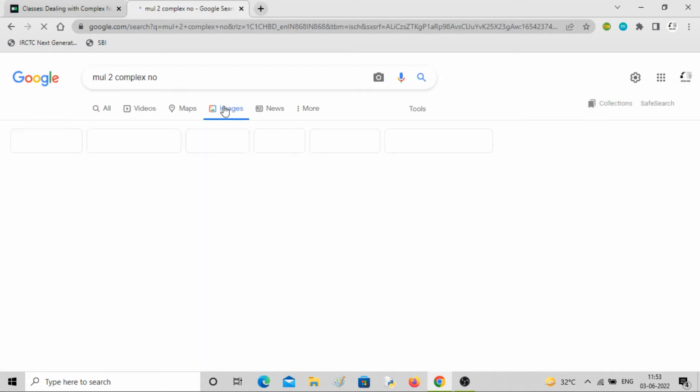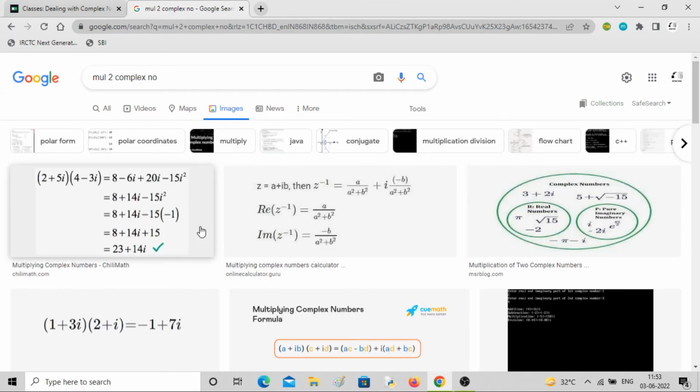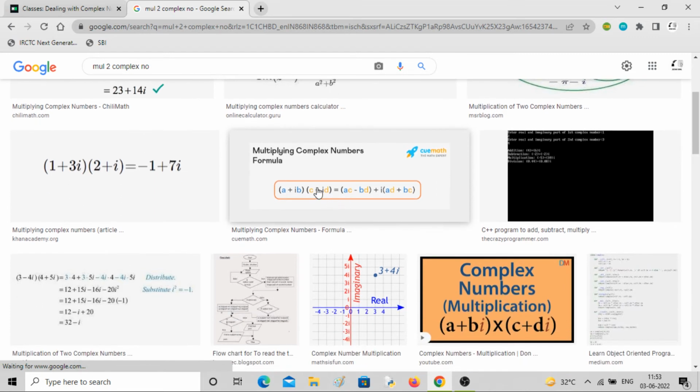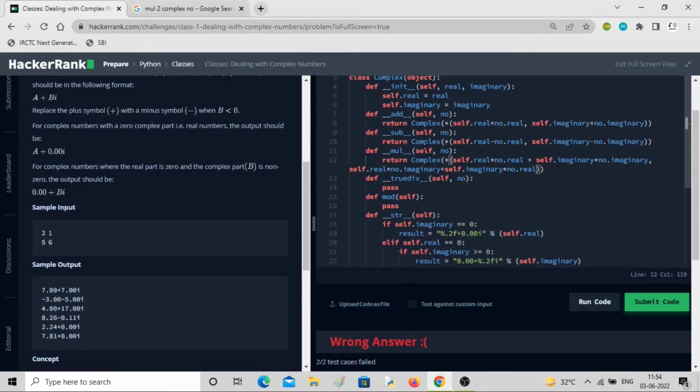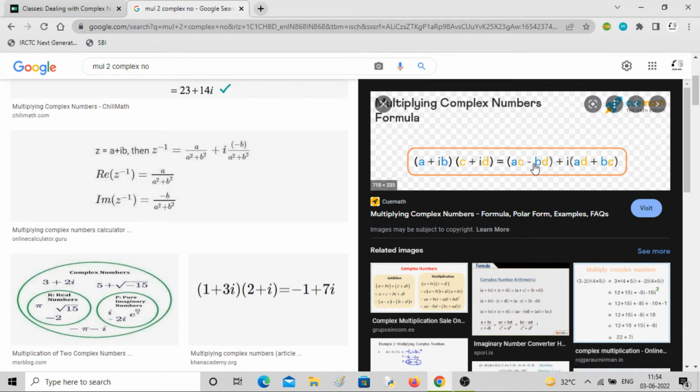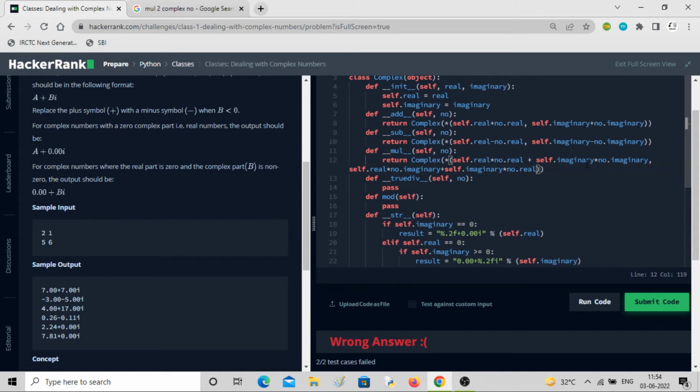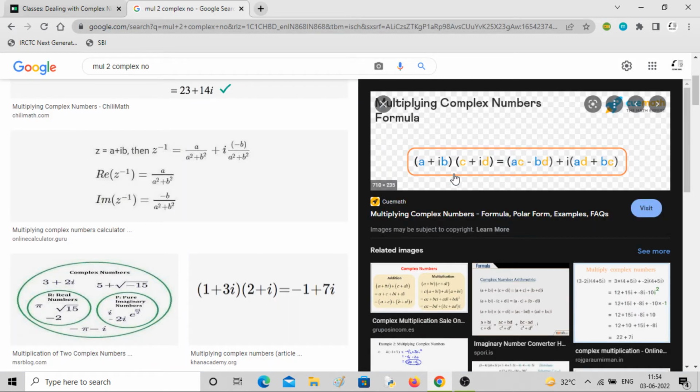So images, so where can we see? So this is the thing I have done. (a plus bi) times (c plus di) equals ac minus bd plus i into (ad plus bc). And so here also you can see real gets multiplied with real and imaginary gets multiplied with imaginary. So this minus sign is removed by the i square term. Imaginary multiplied with imaginary will give you i square, so a minus sign will be there, so it will become plus. Okay, so that is how the multiplication is being done.